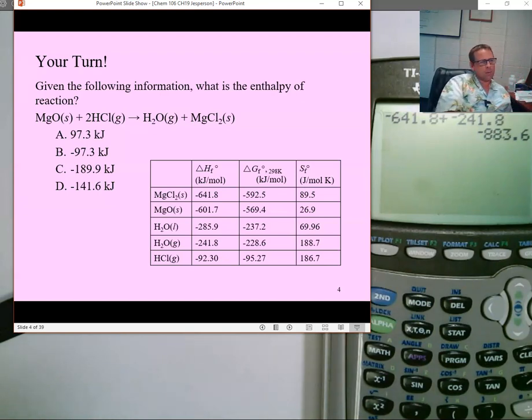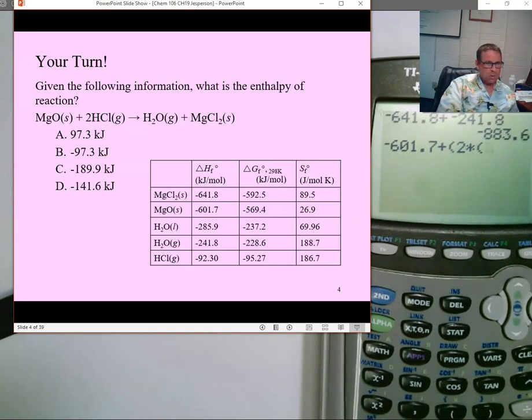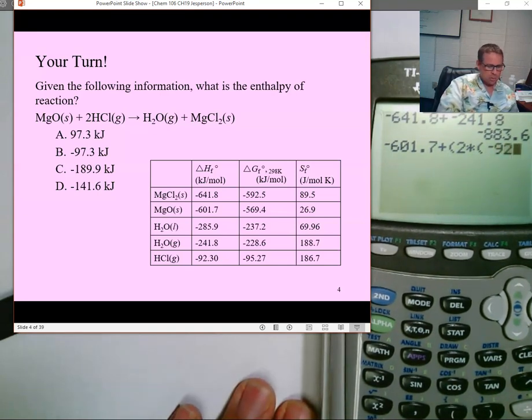And on the reactant side, what do I have to do, Sarah? What's kind of tricky about the reactant side here? You just use negative 601.7 for the MgO. That's right. Plus what? Plus 2 HCl's, that'd be 2 times negative 92.3. Very good.